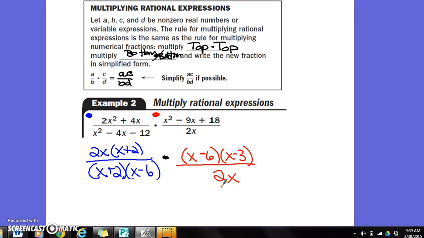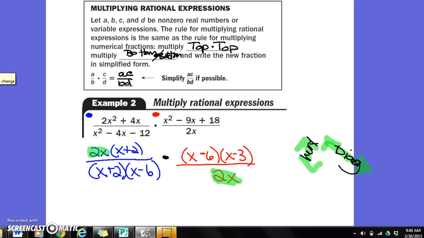So it'll be 2x. Now, in highlighted color, the 2x, because it's on the top, cancels with the 2x on the bottom. You can cancel vertically or diagonally. That's how you can cancel. Never horizontally. Never, never.